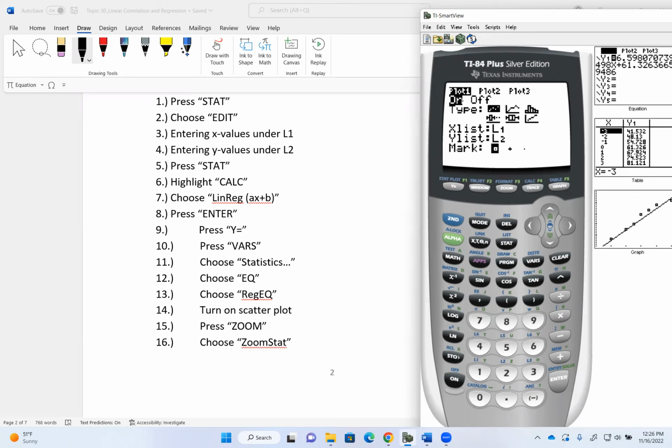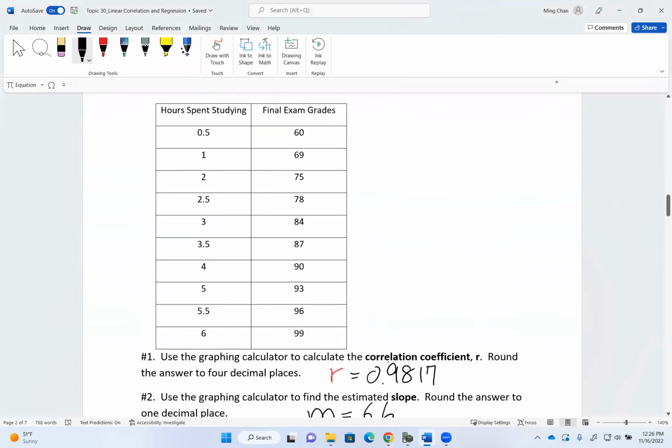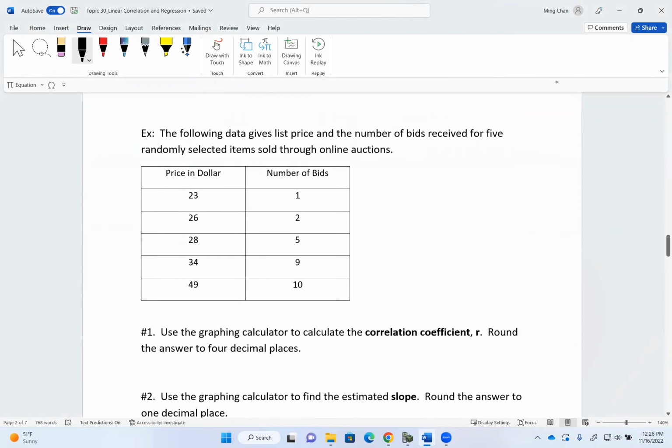So that's on. Press zoom and choose something called zoom stat. It's at the very bottom, number 9. There you go. That's my scatter plot. And this line right here is my linear regression. So this line is the goodness of fit, the best line to fit through this entire data. Okay, try another one.